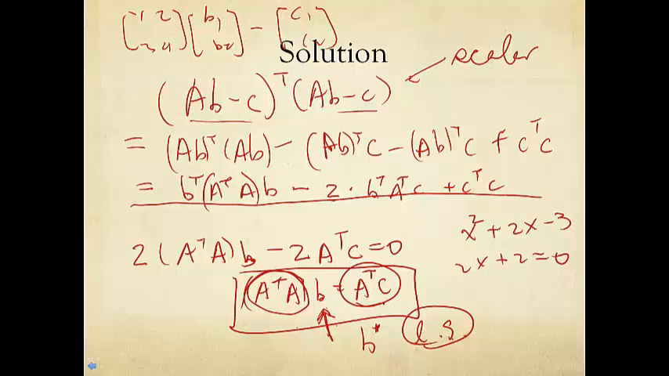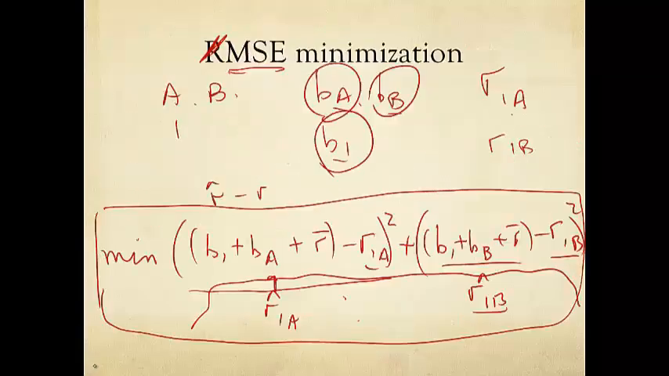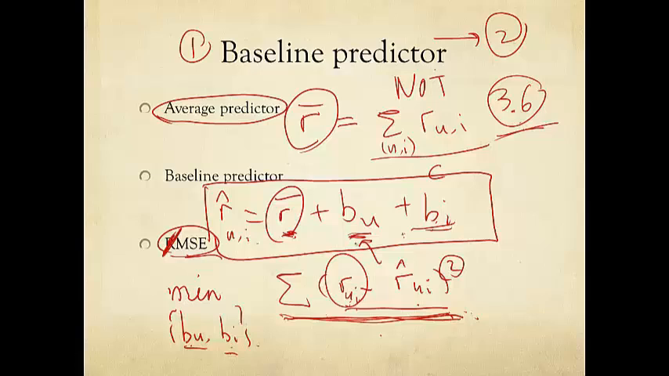Now you may wonder, this is kind of complicated. Why don't I just pick bu and bi to be the average rating across all movies for this user, and average rating across all users for this movie? Well, it turns out that's a reasonable guess, but it does not necessarily minimize our error metric, which is root mean square error.